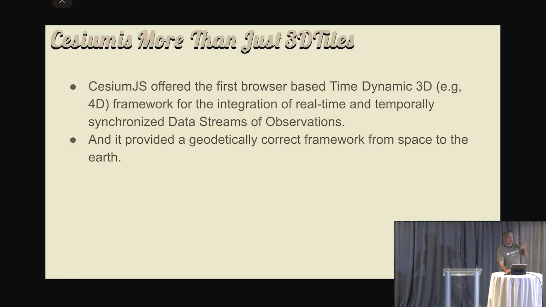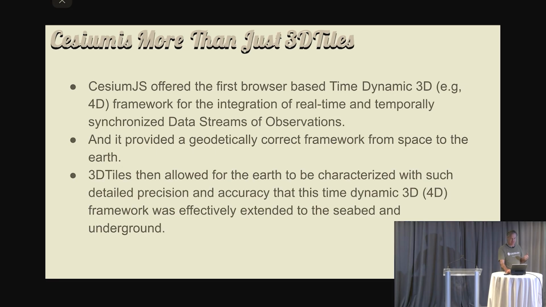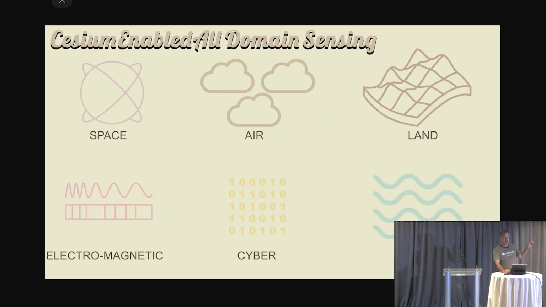It provided a geodetically correct framework from space all the way to Earth. I always call it Einstein in a box. I mean, all the math was taken care of for you. It's kind of amazing. And 3D Tiles then allowed for Earth to be characterized in such a way that I could have all of my sensing data tied with precision and accuracy to the 3D data across space, air, land, sea, cyber, and electromagnetic domains. That's kind of a Department of Defense term that I've taken on for my own.